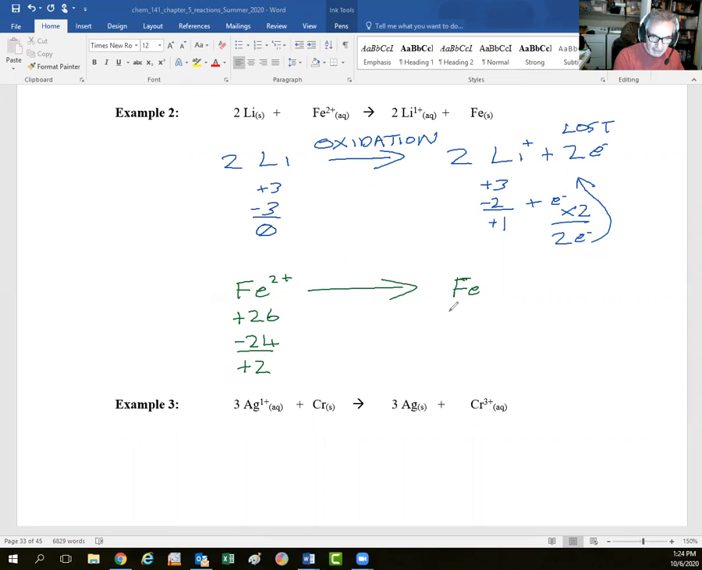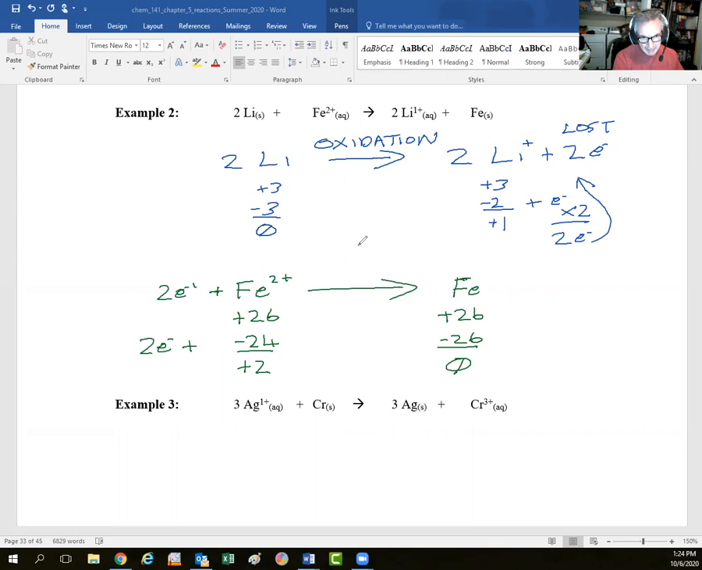Now by the end, still 26 positively charged protons, but with no electrical charge, it must be 26 negatively charged electrons too. And so 24 to 26, we need 2 electrons on the left-hand side. And so we add them back into the half equation.